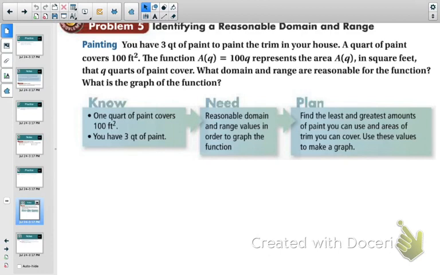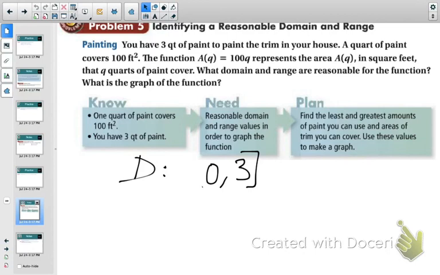So first thing about your domain, okay, so you only have 3 quarts. This is actually a continuous function because you can use really any number of quarts. You can use 1 quart, 1.5 quarts, 1.25 quarts. So really our domain should be from 0 to 3.